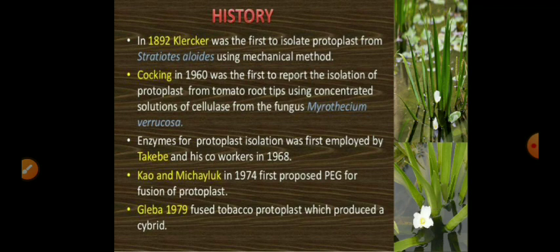After isolation of the protoplast, if we need to fuse the protoplasts and produce hybrids, then finally in the year 1979, Melchers successfully fused two different tobacco protoplasts to produce hybrid plants.